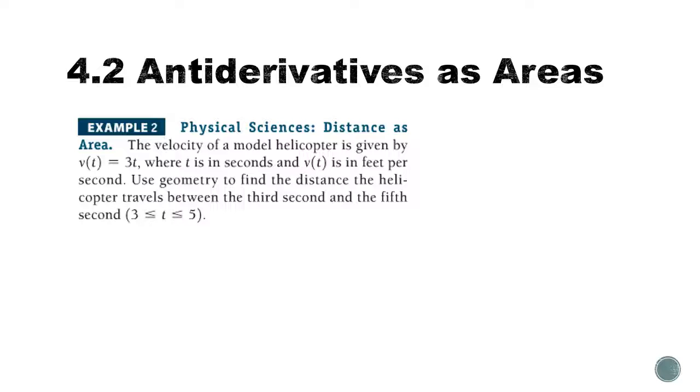The velocity of a model helicopter is given by v of t equals 3t. Now there's our function. t is in seconds, v of t is in feet per second. Use geometry to find the distance. So what you're going to do is graph the line v of t equals 3t, and we're going to find the area under that graph from 3 to 5 for t. Let's pause the recording, give it a try, and resume to check your answer.